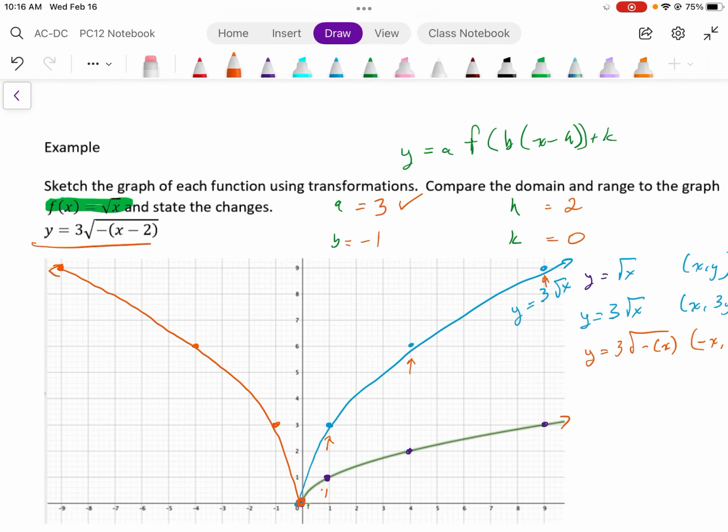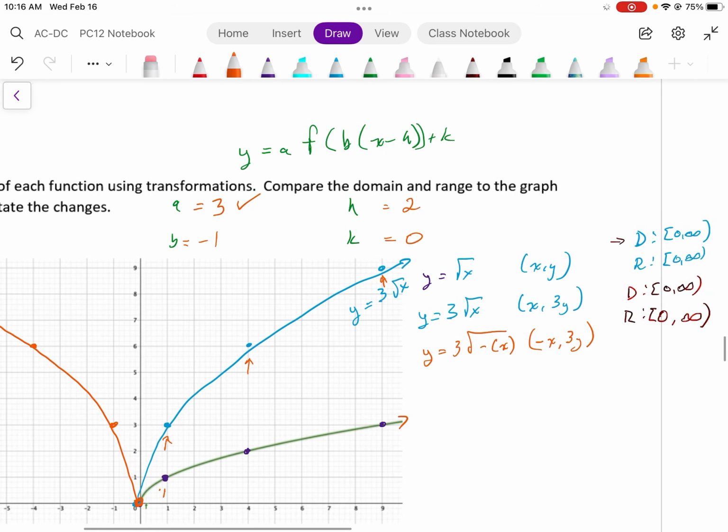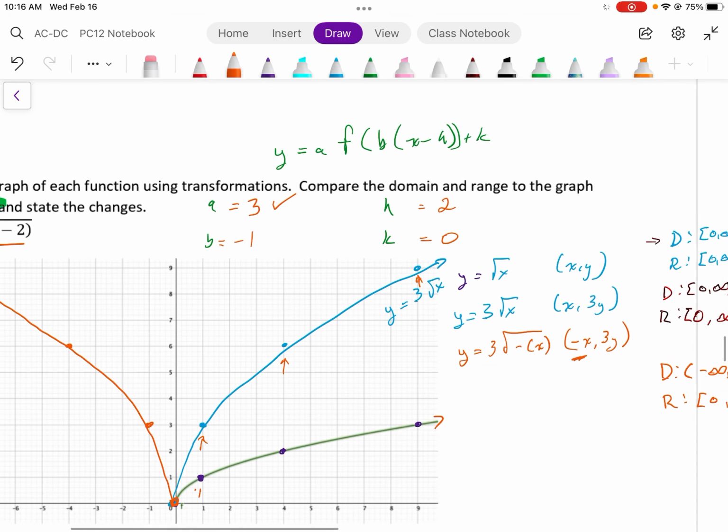I have this function going on, and my domain is switched. How is my domain switched? Now remember, I multiplied my x values by negative 1. So I'm going to have to multiply the endpoints of my domain by negative 1, and that turns them around to negative infinity to 0. And my range will still remain the same. So my range remains unchanged.